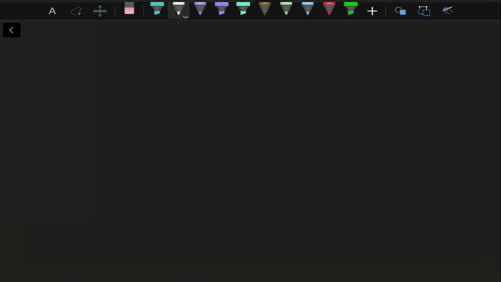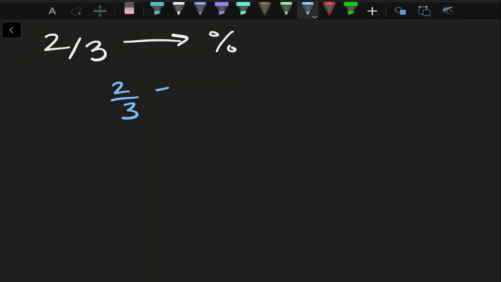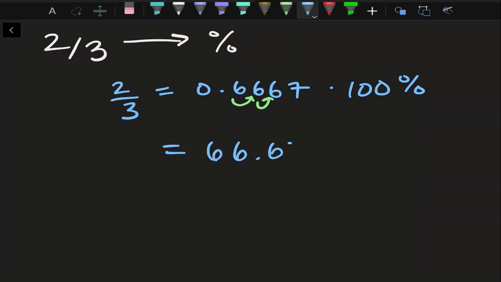So our last example in this portion is going to be 2/3. Maybe pause the video, do it whatever way you would like to. I'm going to do it my favorite way, and then we can compare answers. So the way I'm going to do it is the first way. So I'm going to go 2/3 is equal to 0.6667 times 100%. I'm going to move my decimal twice to the right, and I get an answer of 66.67%.